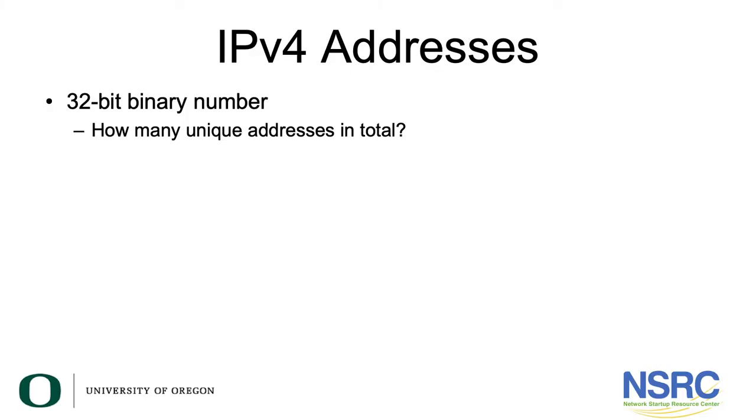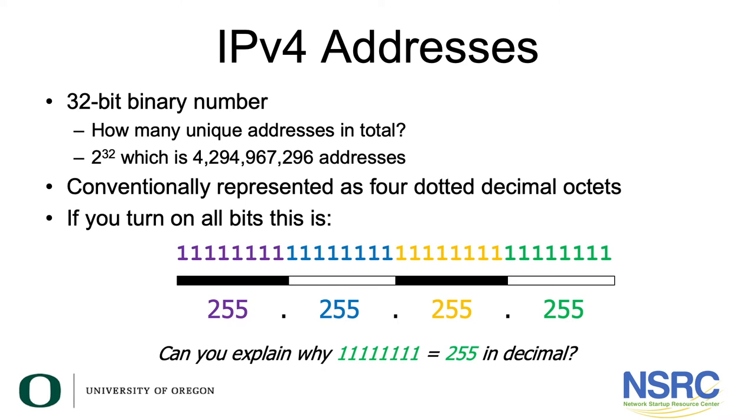What is an IPv4 address? An IPv4 address is a 32-bit binary number. When we talk about binary numbers, remember we mean all ones and zeros. So if you have a 32-bit binary number, how many unique addresses would you have in total? For those of you that are not very good in binary mathematics, we'll just show you. You will have 2 to the power of 32 unique addresses, which is more than 4,200,000,000 addresses.